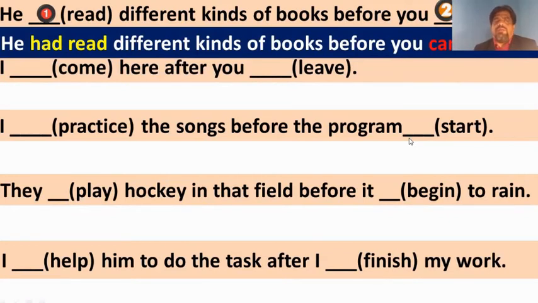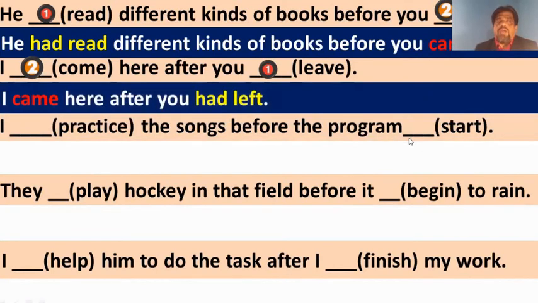Again we have 2 sentences. I come here after you leave. There are 2 actions, come and leave. Which action happened first? Yes, the leave action happened first, and then come happened second. Therefore, the action that happened first must be written in past perfect tense. Therefore, it is not "you leave" or "you left", it should be "you had left". So: I came here after you had left.